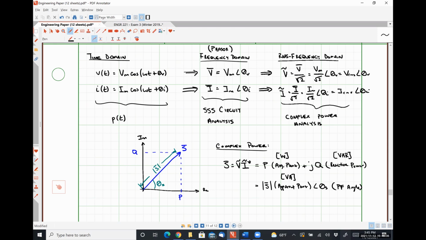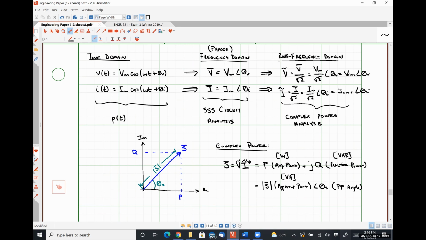So the computation of complex power is V times I conjugate, and then you can break it down into its constituent parts. The rectangular form contains the average power and the reactive power. The polar form contains the apparent power and also tells you what your power factor angle is.